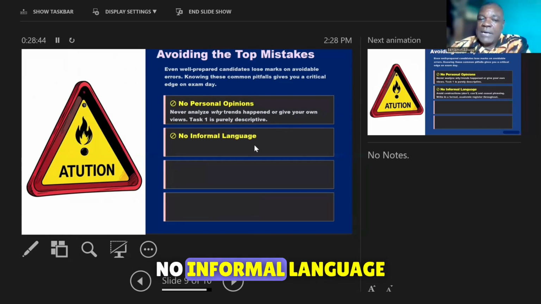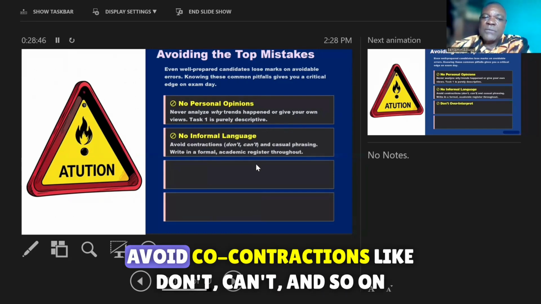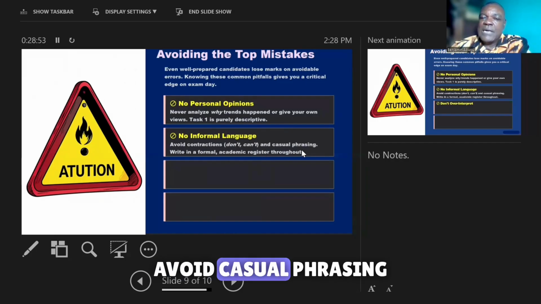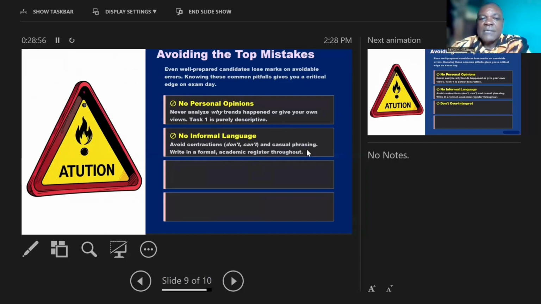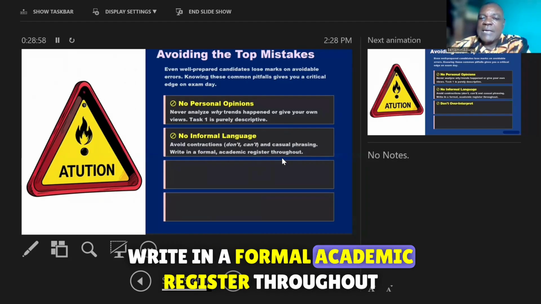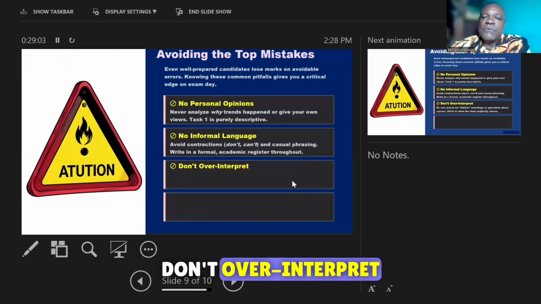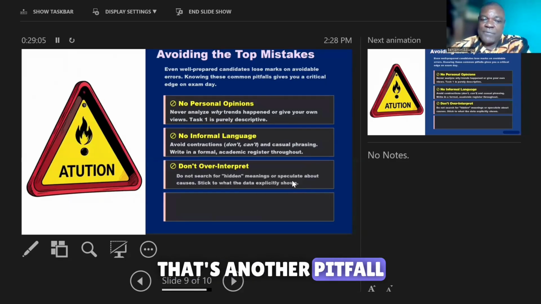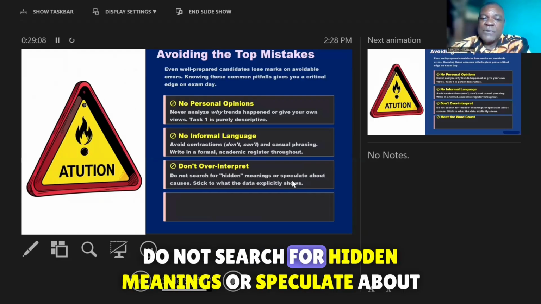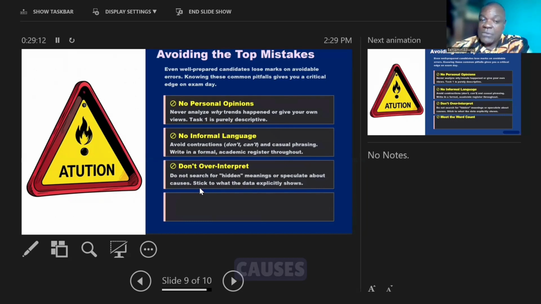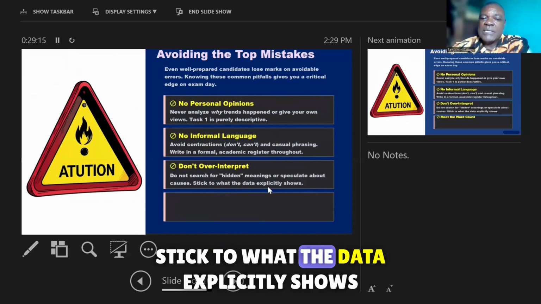No informal language. Avoid contractions like don't, can't, and so on. Avoid casual phrasing. Write in a formal academic register throughout. Don't overinterpret. That's another pitfall. Do not search for hidden meanings or speculate about causes. Stick to what the data explicitly shows.